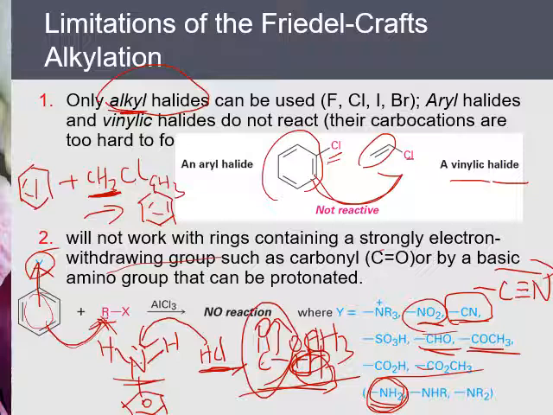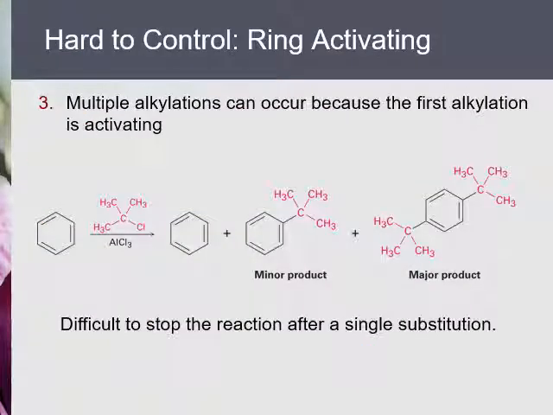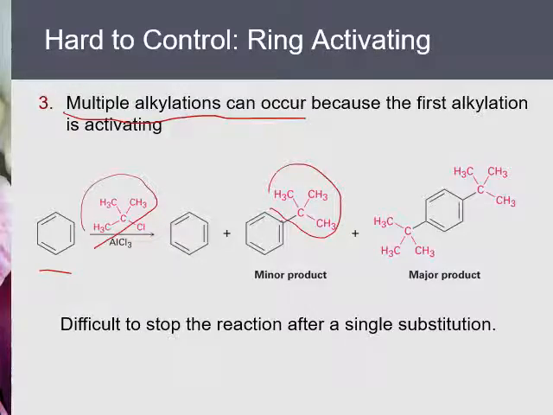The third limitation is that multiple alkylations may occur. For example, benzene reacts with t-butyl chloride, so one t-butyl group may be added to the benzene ring, which replaces one hydrogen. However, we know that alkyl group is electron donating, so it donates electron to make the benzene ring electron rich. In other words, this product is more reactive than the benzene itself.